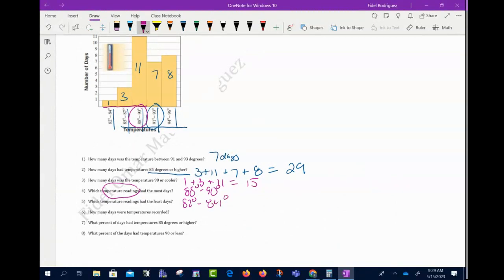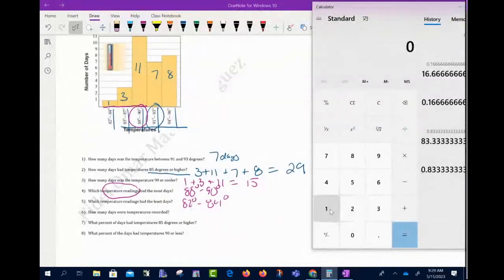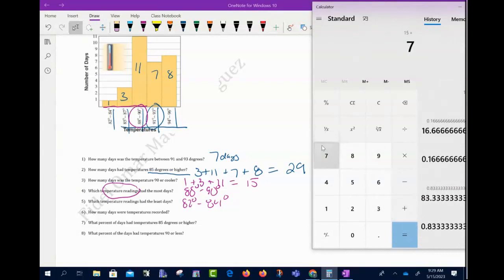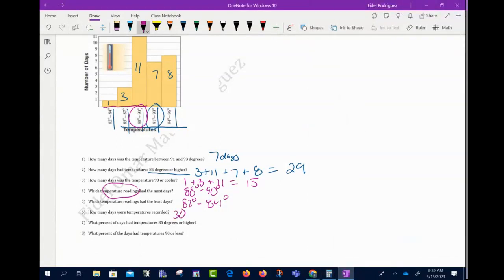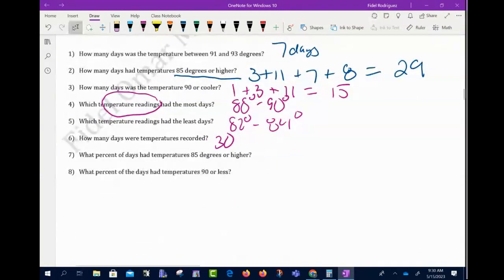and 84, okay? Y'all, when it says how many days were the temperatures recorded, what do you think we're gonna do here? Add them all up? Okay, so let's do that real quick. Let me clear this. Let's go 1 plus 3 plus 11 plus 7 plus 8. 30 days? Okay. 30 days. Okay. Now, let me zoom back in, y'all, so we can answer the rest of the questions.